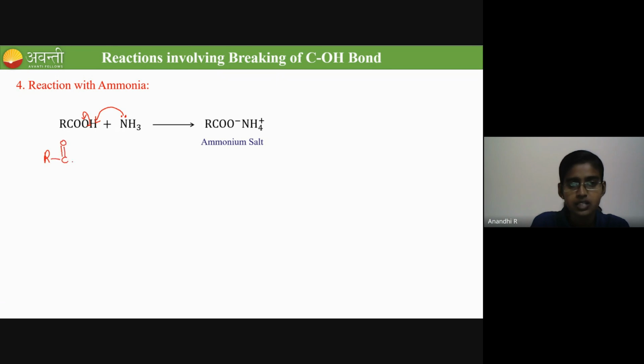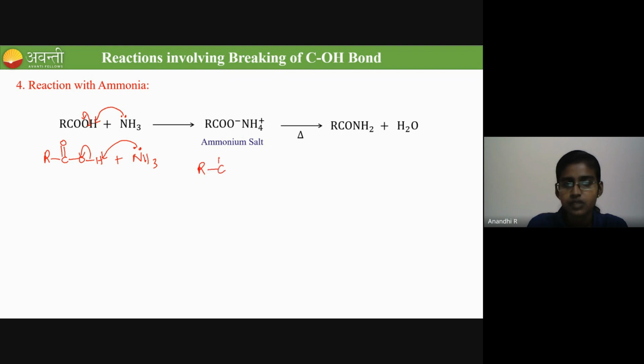It is RCOOH and NH3, right? So the lone pair on nitrogen attacks this hydrogen and the electrons shift to oxygen, and we are getting RCOO minus NH4 plus, the ammonium salt. And this ammonium salt, RCOO minus NH4 plus, on heating forms an amide of formula RCONH2.